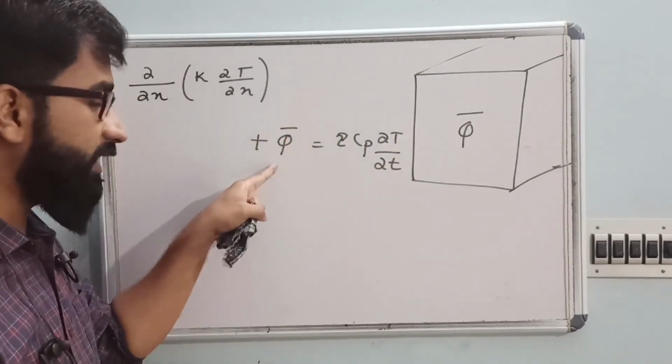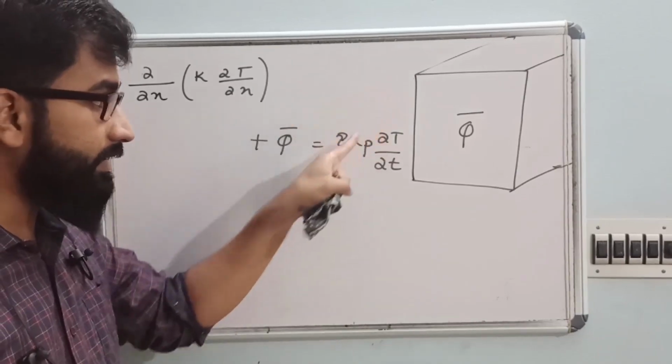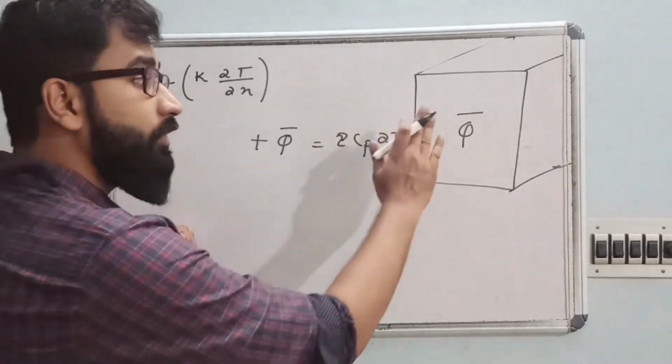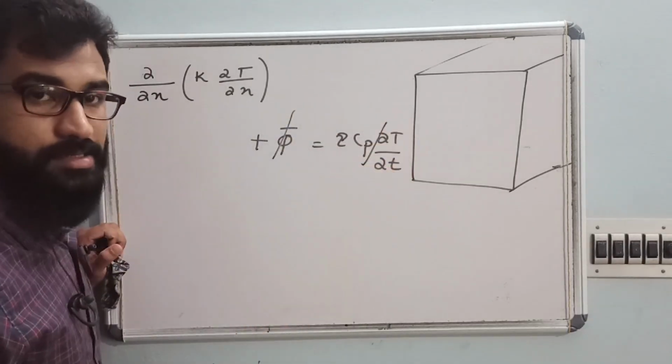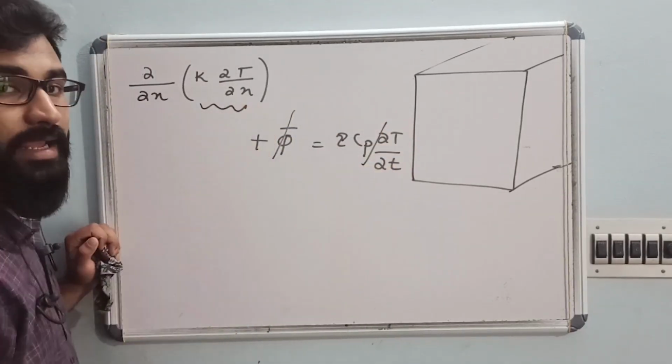If there is no heat generation, this term is cancelled out. If it is steady state, this term is cancelled out. If I am not considering the heat generation, what will happen? This term and this term are cancelled out. Now, this I can take as flux.